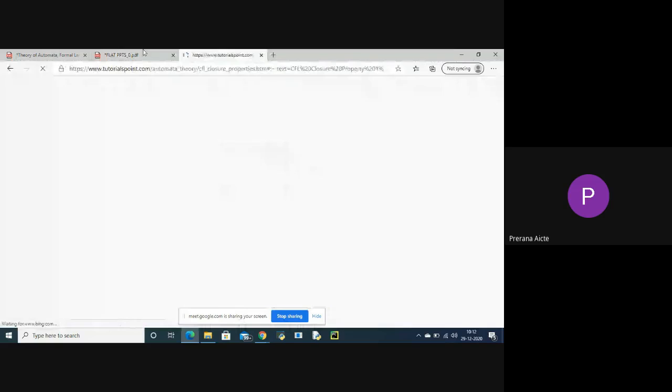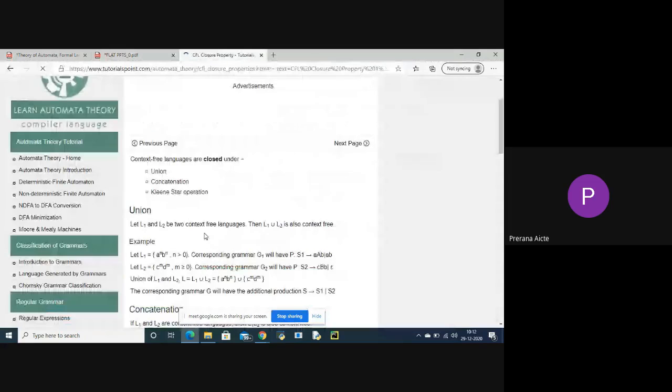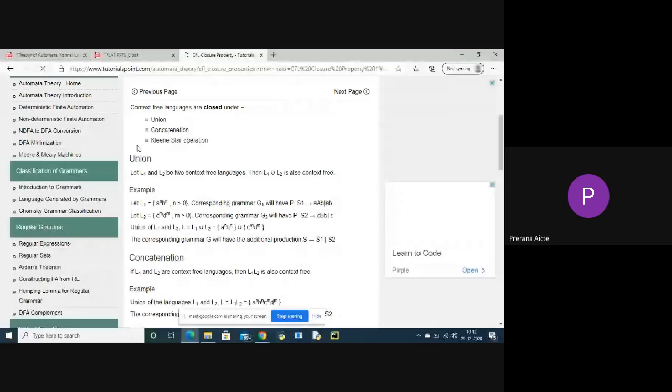So coming to the closure properties of context-free languages, the context-free language is closed under union, concatenation, and Kleene closure. Context-free language is not closed under intersection and complement. Closed means if two languages L1 and L2 are context-free languages, then the union of the two languages is also context-free. In the same manner, the concatenation L1 L2 is also a context-free language.